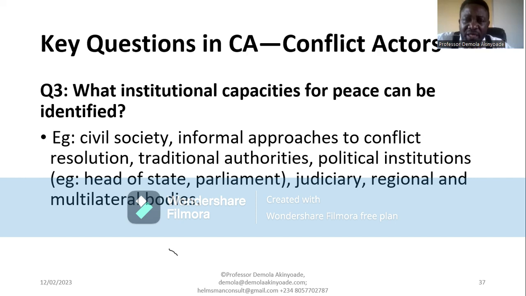People could have collaborated and said, okay, let me withdraw for you, so that when you become president, I will now become president too. That does not happen, isn't it? So they have to contest. Okay. So now, what institutional capacity for peace exists in Nigeria?